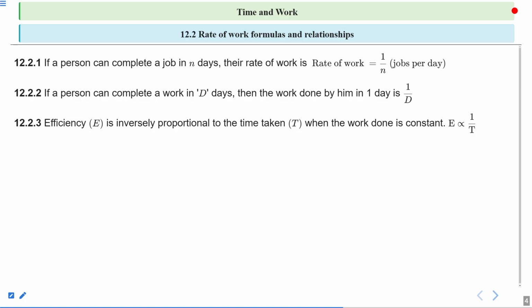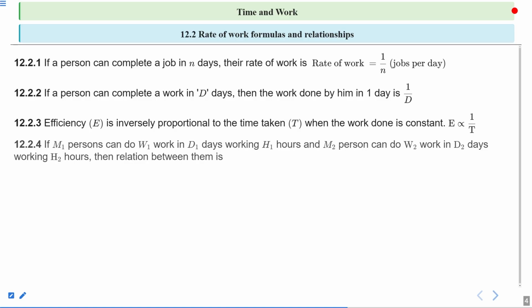Efficiency is inversely proportional to time when the work done is constant. So we always remember that efficiency is inversely proportional to time when work done is constant. So E is proportional to 1 upon T. If M1 persons can do W1 work in D1 days working H1 hours, and M2 persons can do W2 work in D2 days working H2 hours, then the relation between them is M1 D1 H1 upon W1 equals M2 D2 H2 upon W2.